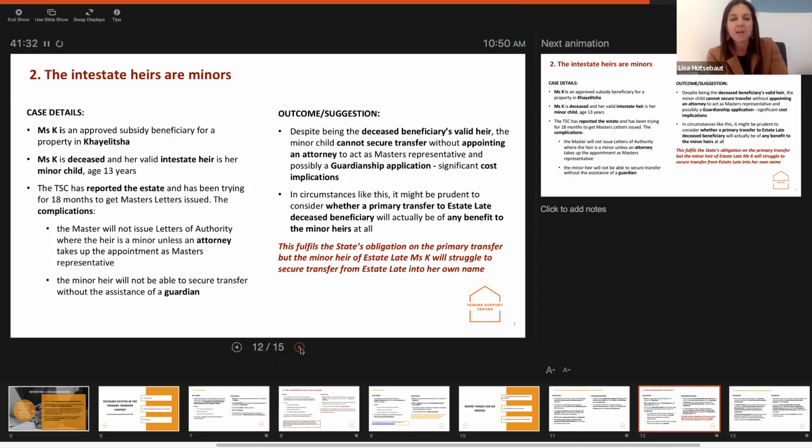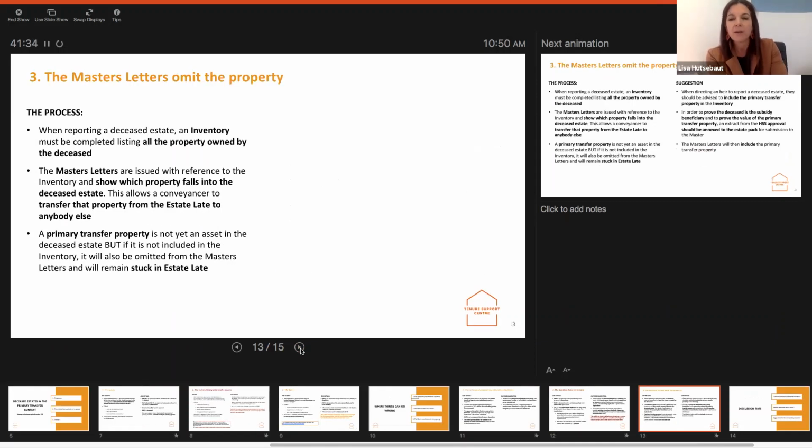Okay. And then the last problematic area that we've encountered is in the primary transfer space. When you report an estate at the master, the family has to complete a document called an inventory, which basically lists all the assets of the deceased. So anything from cars to houses to money in the bank, everything that the deceased owned at the time of their passing.